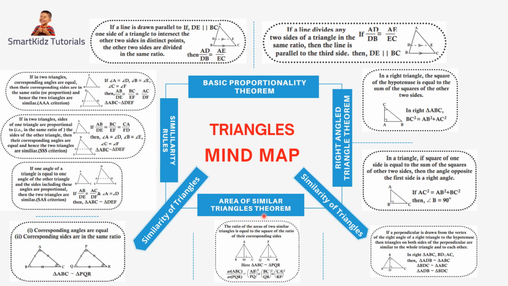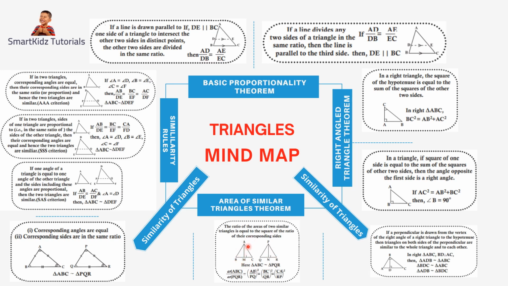Then we come to the area of similar triangles theorem. What this theorem says is that the ratio of the areas of two similar triangles is equal to the square of the ratio of the corresponding sides. So let's say we are given the areas of these two triangles, triangle ABC and triangle PQR. If the ratio is taken of area of triangle ABC upon area of triangle PQR, then it should be equal to the square of the ratio of the corresponding sides.